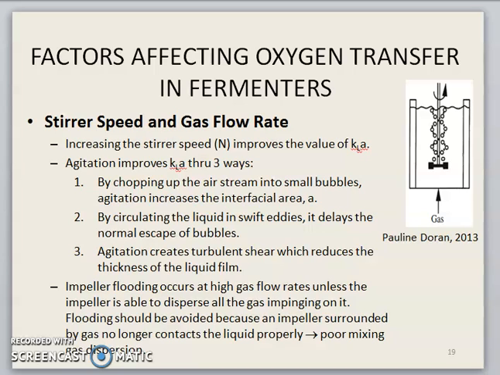speed, it will improve the KLa through three ways. The first one is by chopping up the air stream into small bubbles, so the agitation increases the interfacial area in the fermenter. The second one is by circulating the liquid in swift eddies, which delays the normal escape of the bubbles. And the final one is that agitation will create turbulent shear, which reduces the thickness of the liquid film.